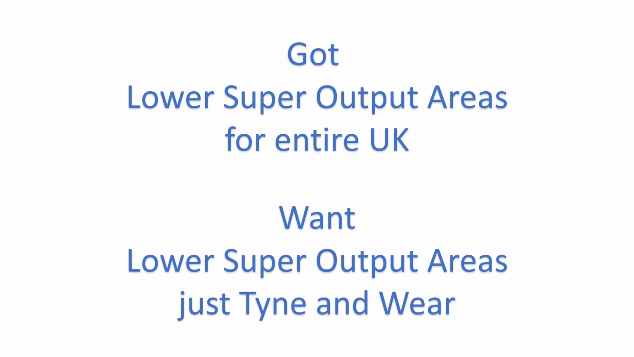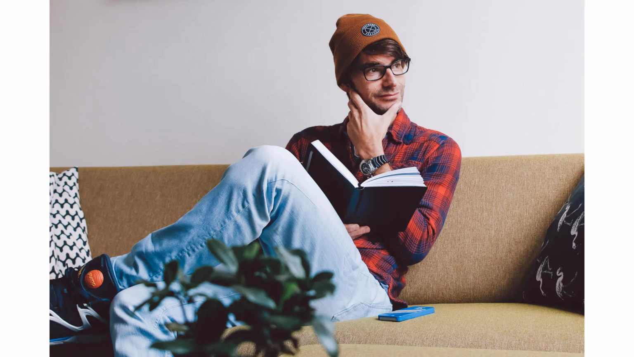However, what I got was lower super output areas for the whole of the UK. Well, actually in this particular case just for England and Wales. But what I wanted was the lower super output areas just for Tyne and Wear. I don't want every single lower super output area for the whole of England and Wales. I just wanted it for Tyne and Wear because that's all I was focused on at that particular point in time. So I had a bit of think about this, and I knew that I was able to manipulate shapefiles using QGIS. So I thought, I wonder if I can do this.